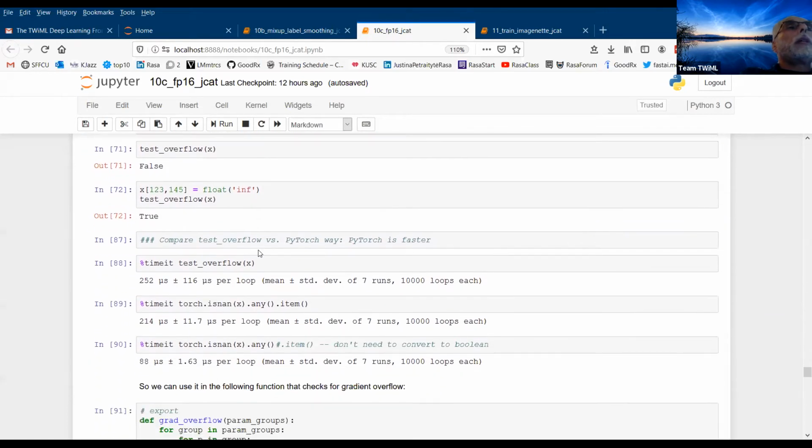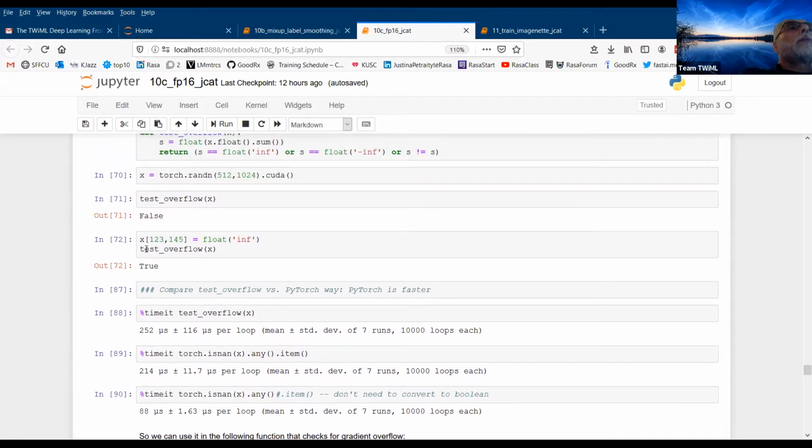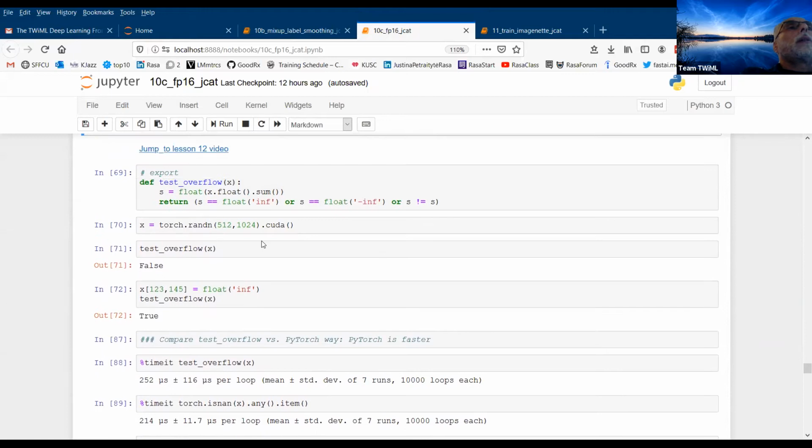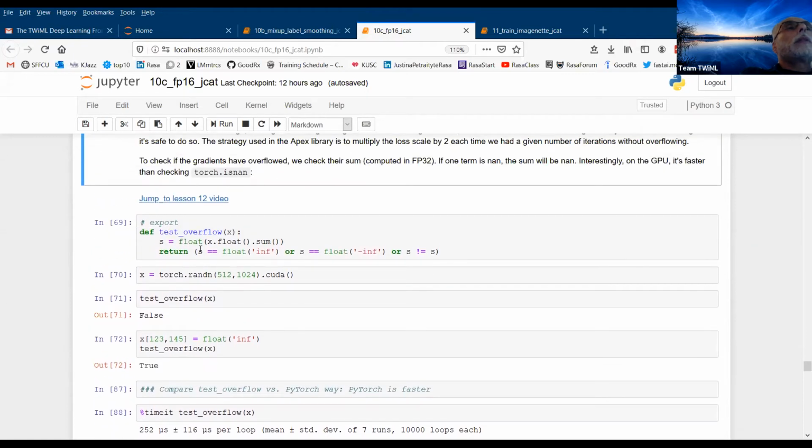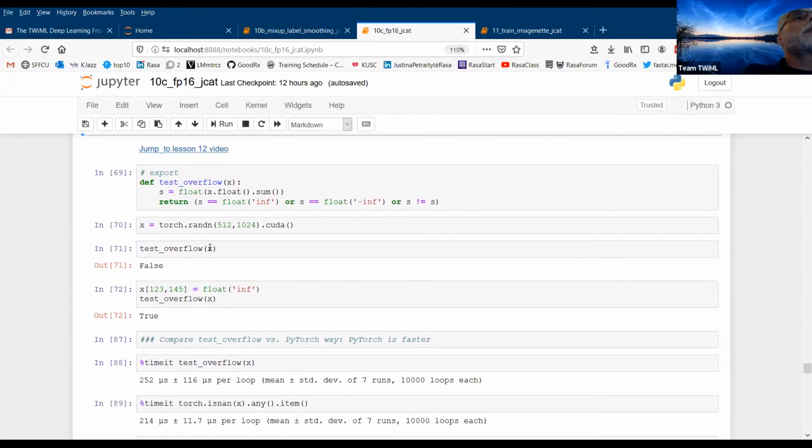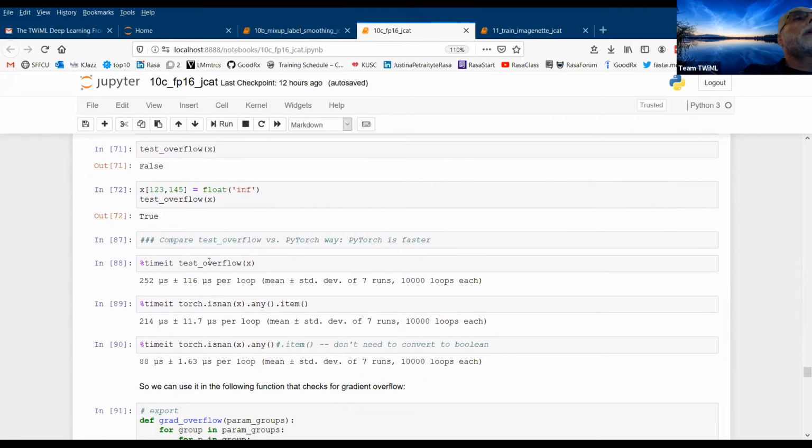And it's just interesting, he had this function to test whether you got gradient overflow, and he calls it test overflow. So he builds this function, and all it does is it asks if the number is infinite or negatively infinite, or if the number doesn't equal itself, which means that it's a NaN. So it's testing for three cases where you don't get a number, where you got overflow. So he builds this function test overflow, and then he times it, and it takes 252 microseconds.